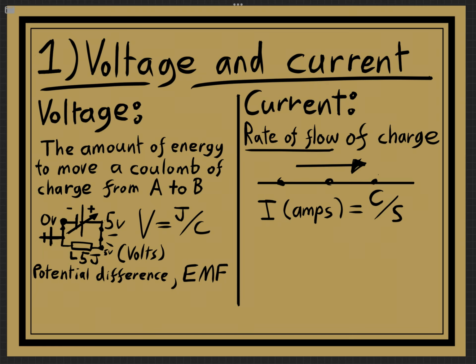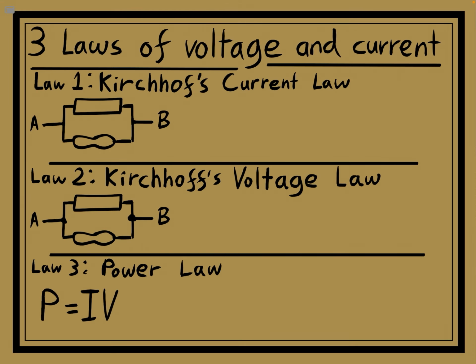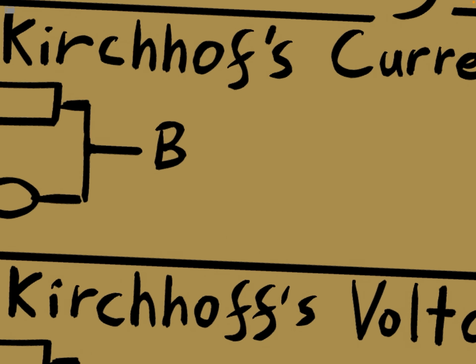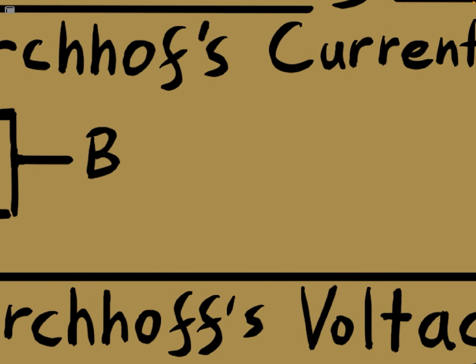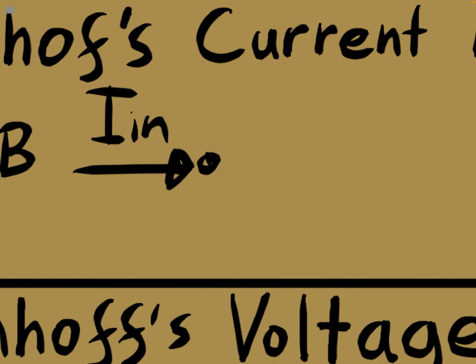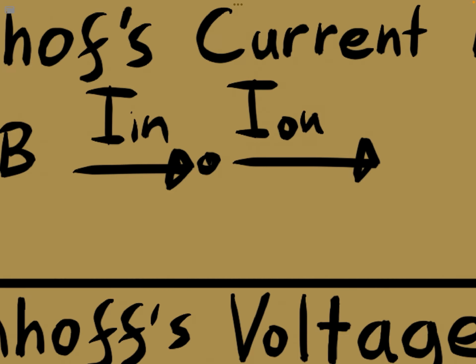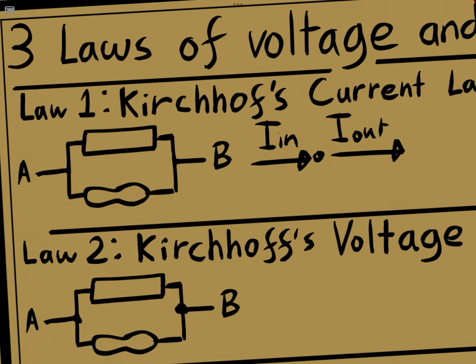Now that you know what voltage and current is, let's look at a few laws. So the first law that I want to talk about is called Kirchhoff's current law, and it's a really simple law. It basically says that at any point in a circuit, the current going into that point, so I in, is equal to the current coming out of that point, I out.